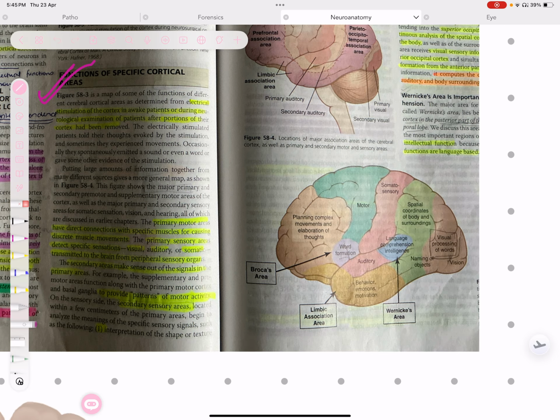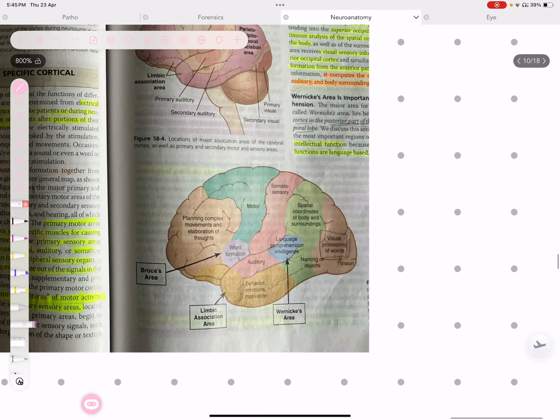Anyways, moving forward, so this is Broca's and Wernicke's. And if there is damage in both of these, it will be global aphasia, right?